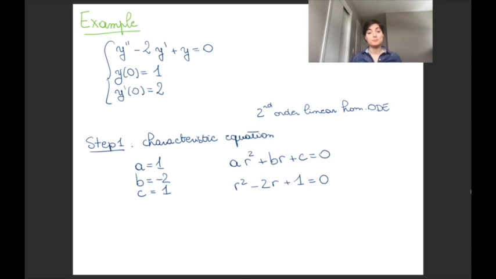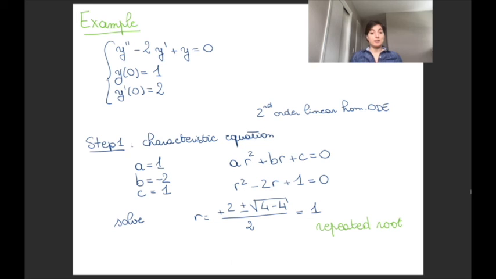So our first step is to construct a characteristic equation. In this case, a is equal to 1, b is equal to minus 2, and c is equal to 1. So our formula for the characteristic equation becomes r squared minus 2r plus 1 equals 0. And we solve for it, and we retrieve that 1 is a repeated root. So our characteristic equation can be written as r minus 1 times r minus 1.